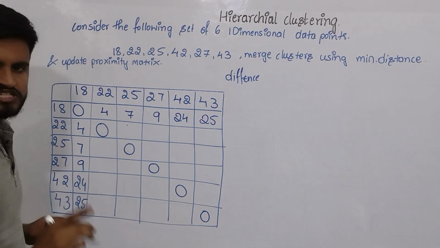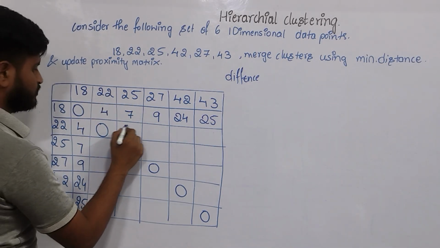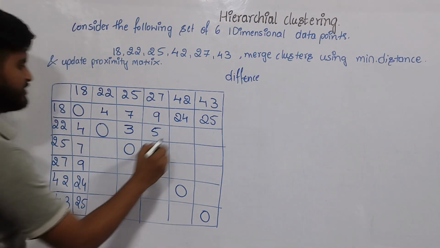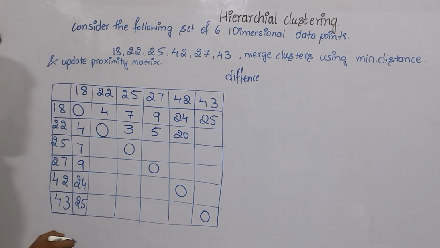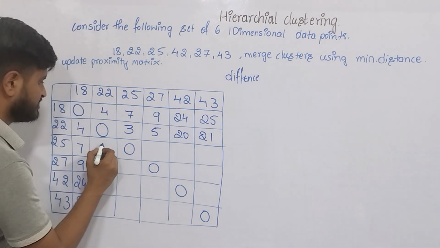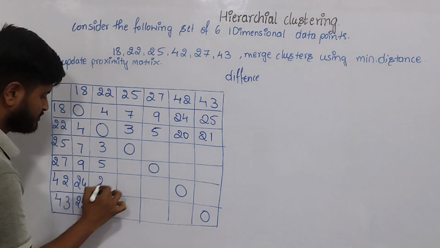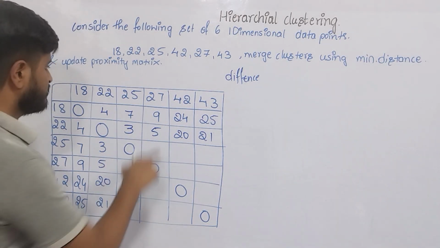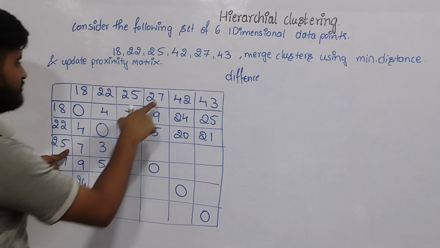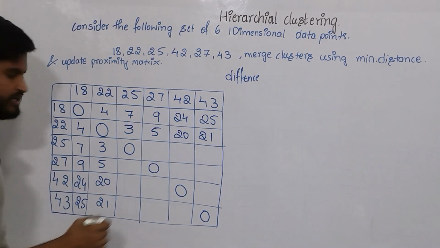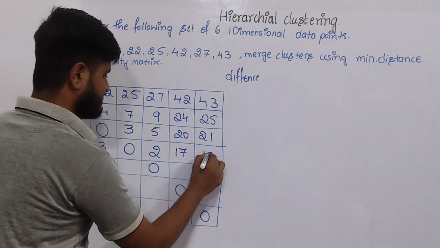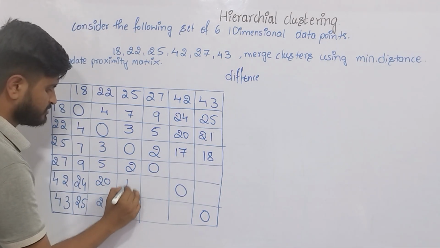22 is there, 25 is there, which is bigger? 25. 25 minus 22, 3. 27 minus 22, 5. 42 minus 22, 20. 43 minus 22, 21. Just copy them in the column also: 3, 5, 20, 21. Next, here you want to fill 27 and here 25. Bigger value is 27. 27 minus 25, 2. 42 minus 25, 17. 43 minus 25, 18. Just copy them in the column also.